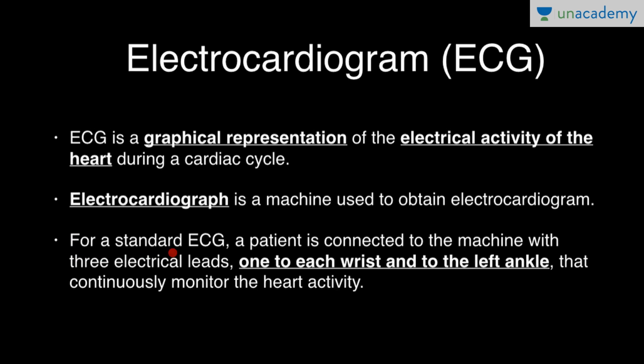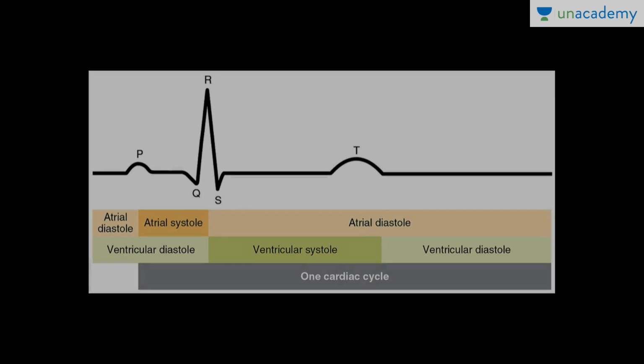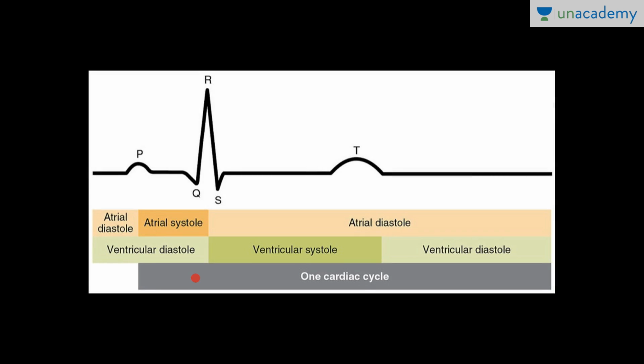For a standard ECG, a patient is connected to the machine with 3 electrical leads, one to each wrist and one to the left ankle, that continuously monitor the heart activity. So for obtaining ECG, we have 3 electrical leads, one to each wrist, that is left wrist and right wrist, and one on the left ankle. Now see, this is an ECG. This is the P wave. This is the QRS complex and this is the T wave.